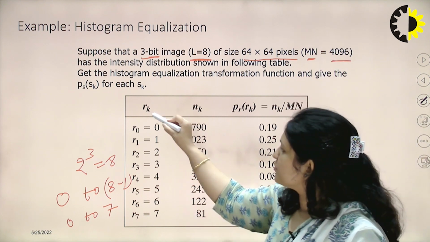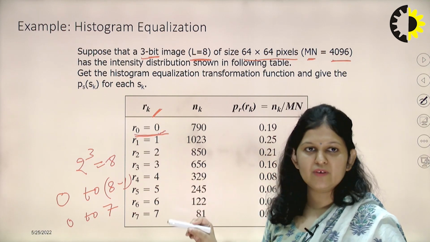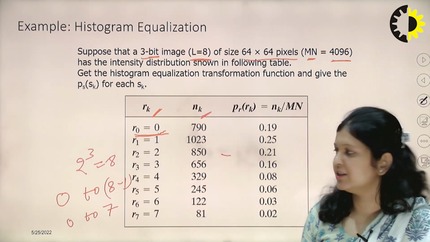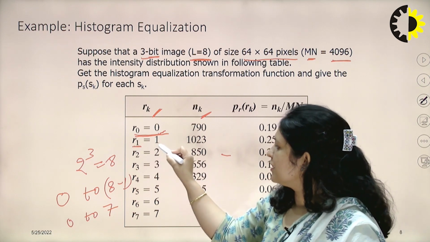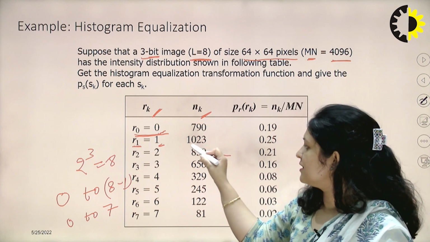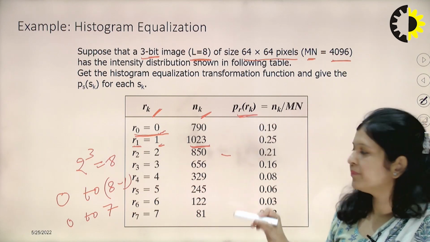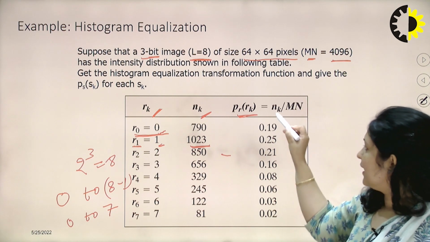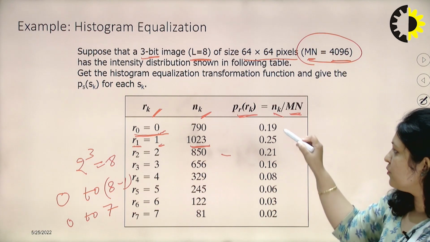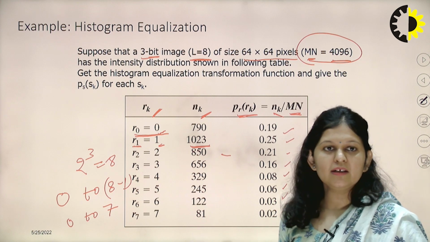Now this is the distribution, Rk, that is the input, that is R0. If 0 is the intensity value, then the number of pixels Nk having 0 as the intensity value is 790. Likewise, R1 equal to 1: if 1 is the intensity value of the pixel, then the number of pixels having intensity value 1 would be 1023. Now we can find the probability of this input, that is PR of Rk, that is Nk upon MN, where MN is the total number of pixels within the image. So this would be the values that we will be getting. Consecutively we can get them for other intensity values also.